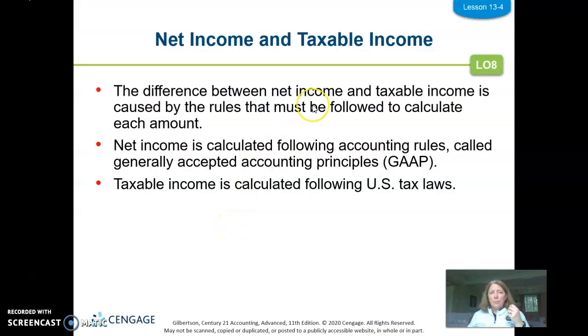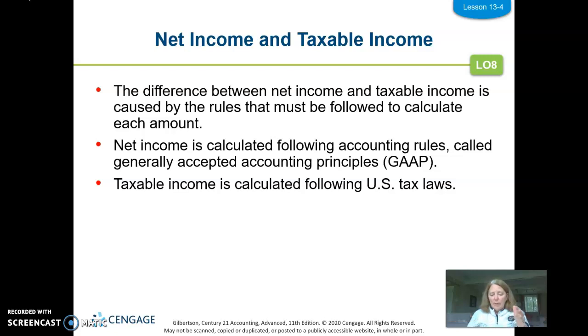So let's go to net income and taxable income. All along, everything we have done in accounting 1 and 2 has been to help us compute net income, and you know how to do that. The key to net income that it talks about on this slide is that we follow GAAP in the United States, generally accepted accounting principles, and GAAP is on an accrual basis of accounting, like you know, which means that we record revenue when it's earned, and we record expenses when they're incurred, as opposed to taxable income.